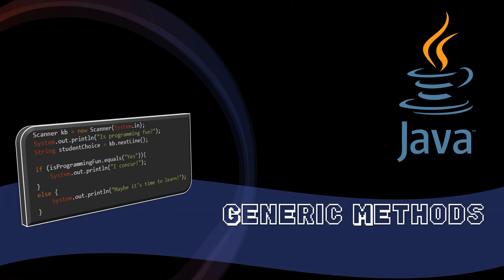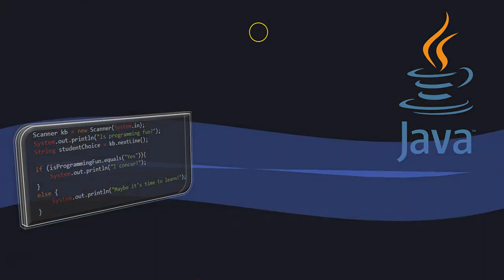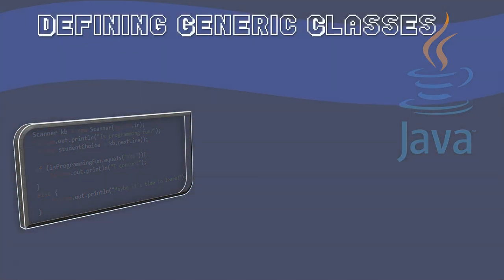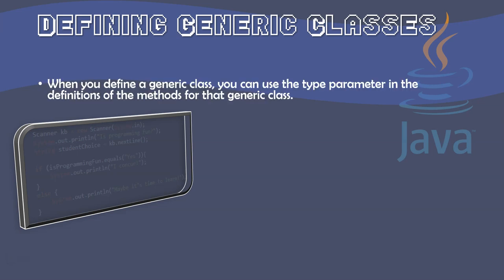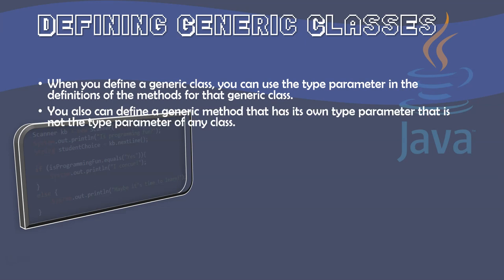And welcome back. As we jump right into our next topic, we've already talked about the basics of doing generic classes, but now we can take those same ideas and apply them to generic methods as well. Like I said, we talked about how to define generic classes, and when we define a generic class, we can use that type parameter in the definition of methods that exist within that generic class.